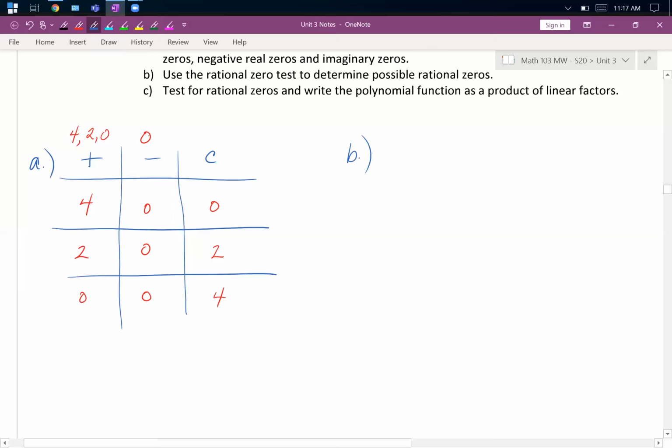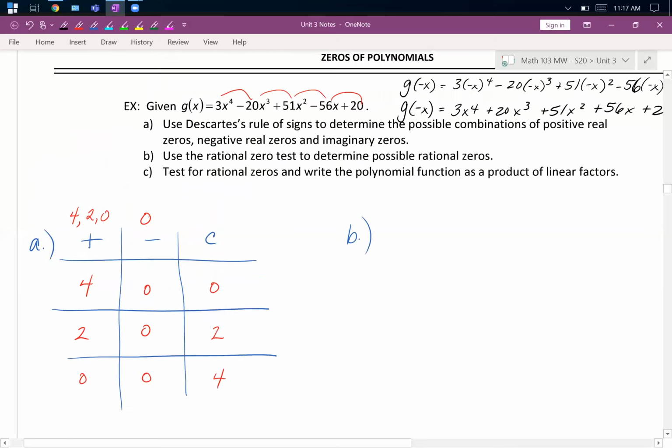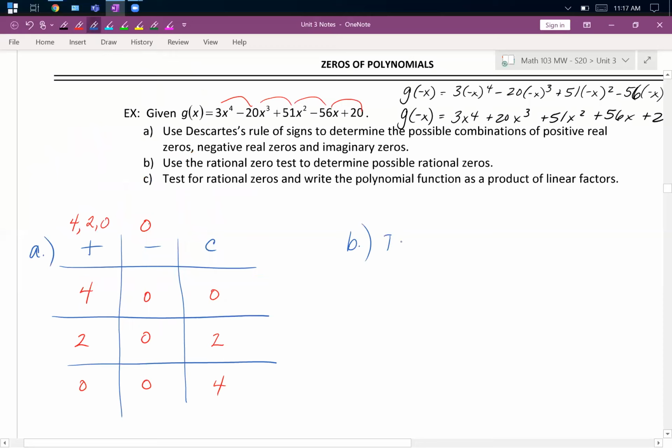In part B here, we're ready to list out our possible rational zeros. We're going to take the factors of our constant and divide it by the factors of our leading coefficient. And remember, everything gets a plus or minus with it. So we're starting with the factors of our constant, 20. What are the factors of 20? 1 and 20. 2 and 10. 5 and 4.